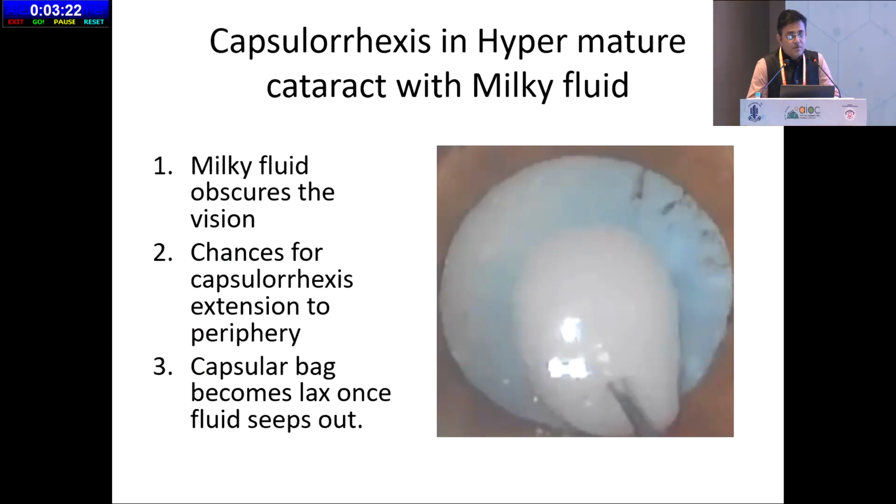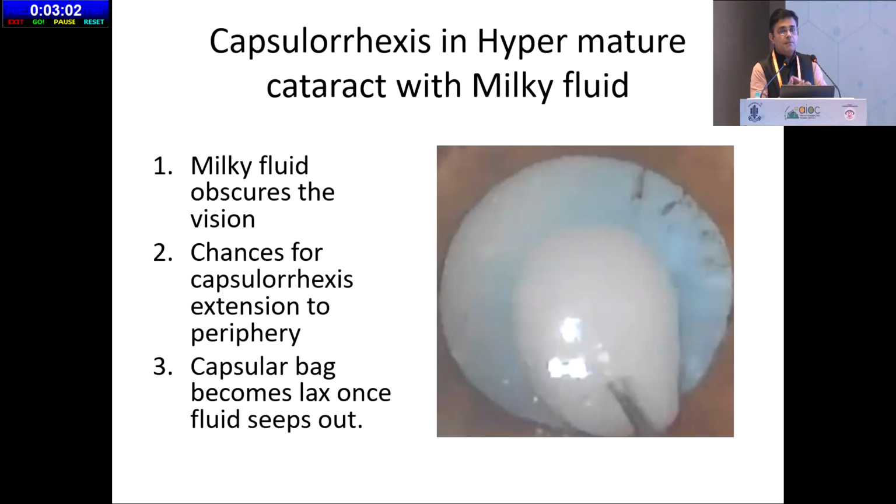Then capsular rhexis in a hypermature cataract with milky fluid. It normally obscures the vision. Chances of capsular rhexis extension at the periphery are very high. And once that fluid seeps out from the bag, the bag becomes very lax. And because of the small nucleus, you don't have that support. So the capsular rhexis becomes difficult in these kinds of situations.